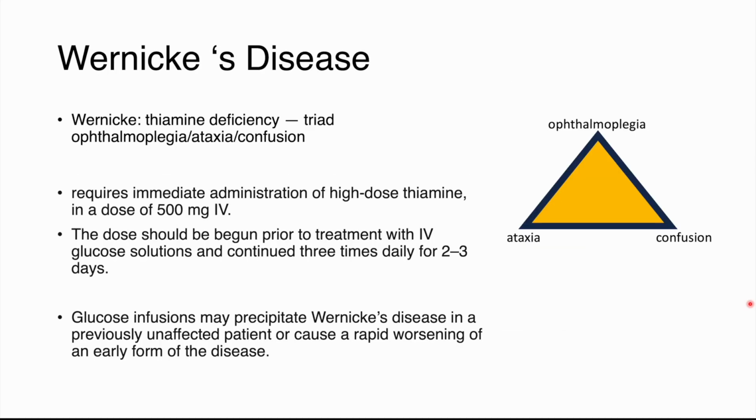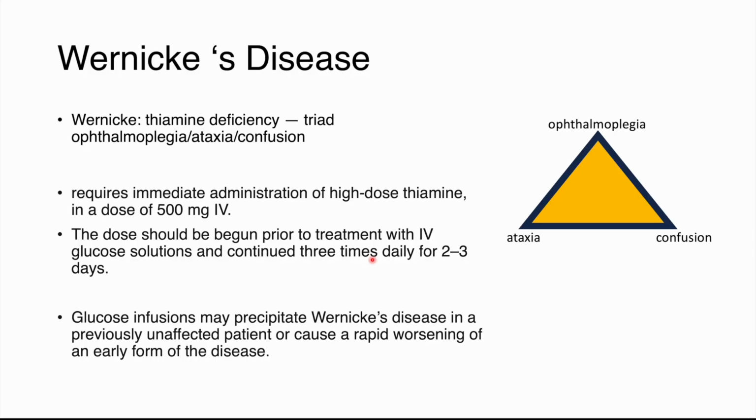Next, Wernicke's disease. It's basically due to thiamine deficiency. It has a triad like ophthalmoplegia, ataxia, and confusion. It requires immediate administration of high dose thiamine in a dose of 500 mg per IV.